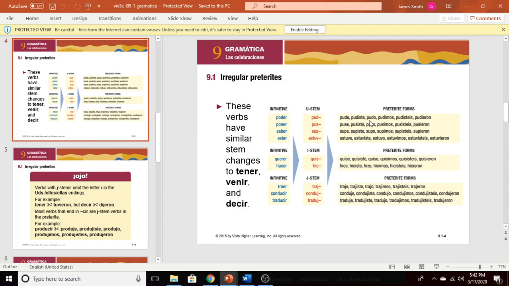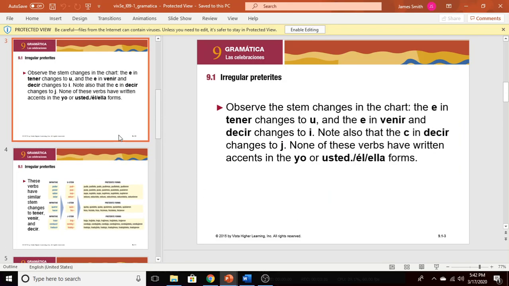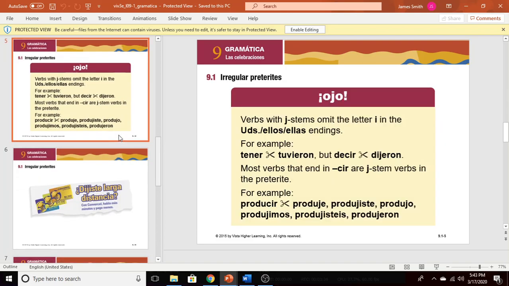It's iste, o, imos, ieron. No accent marks. The only exception to that is in the J group. Their ending is eron, not ieron. So that is something to look out for. It says be careful. Tener is in the U group, so it goes to tuvieron. But decir is in the J group, so its ellos form is just eron.